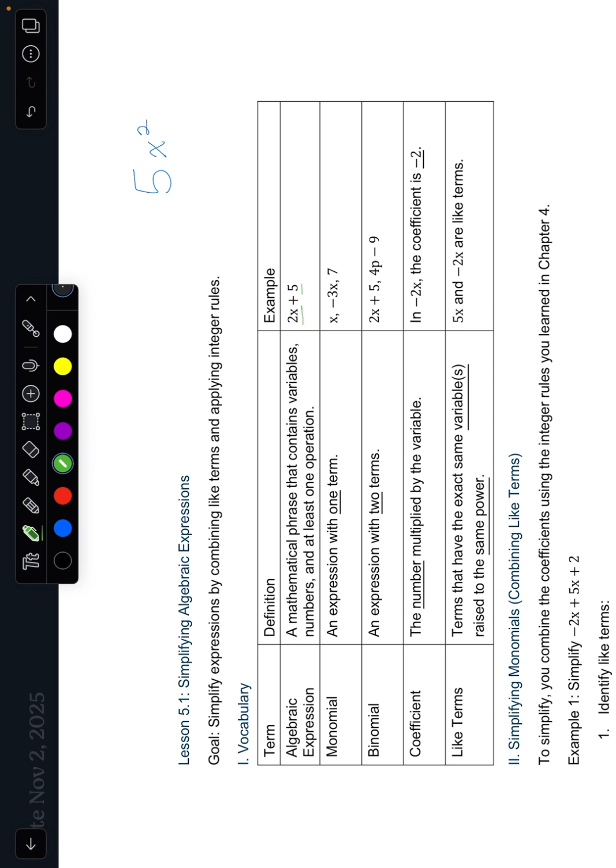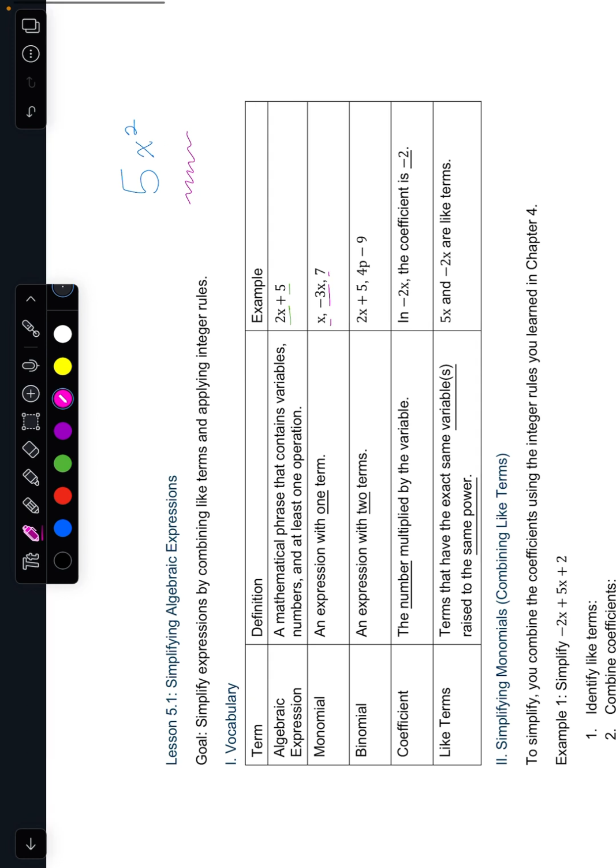Next is a monomial. It's an expression with one term, and we have three examples of monomials. So x is a monomial, negative 3x is a monomial, 7 is a monomial. And this term that we wrote earlier, so that too is a monomial. So 5x squared is a monomial.